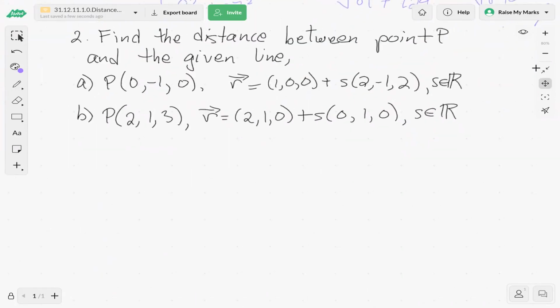Good. All right, so number 2, find the distance between point P and the given line.